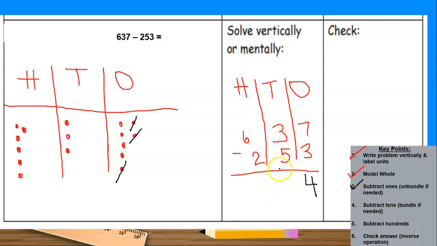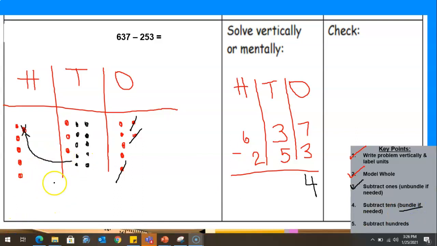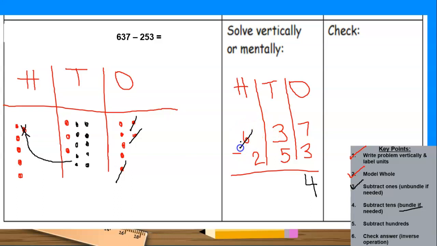I start with 3 and I take away 5. Oh, the bigger number is not on top. I can't do that, so I have to unbundle. This is what unbundle means: you cross out one hundred and you give it 10 tens. Let's do that in the vertical form. I no longer have 6 hundreds, I have 5. Look, 1, 2, 3, 4, 5. And I no longer have 3 tens, I have 13. So I cross out the 3 and write 13.